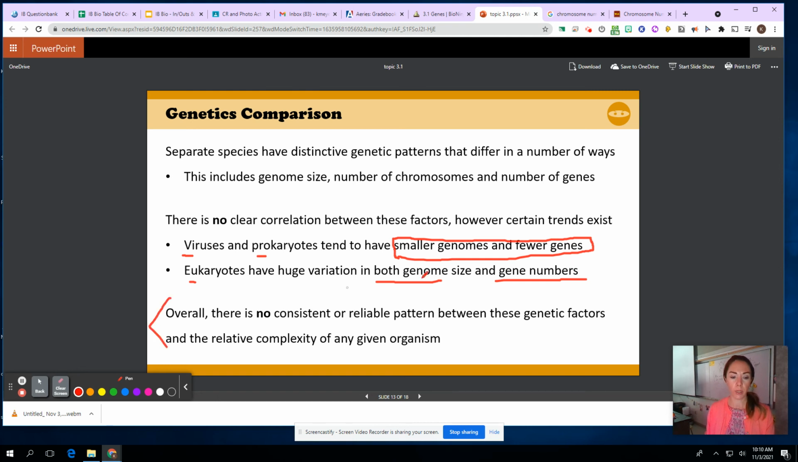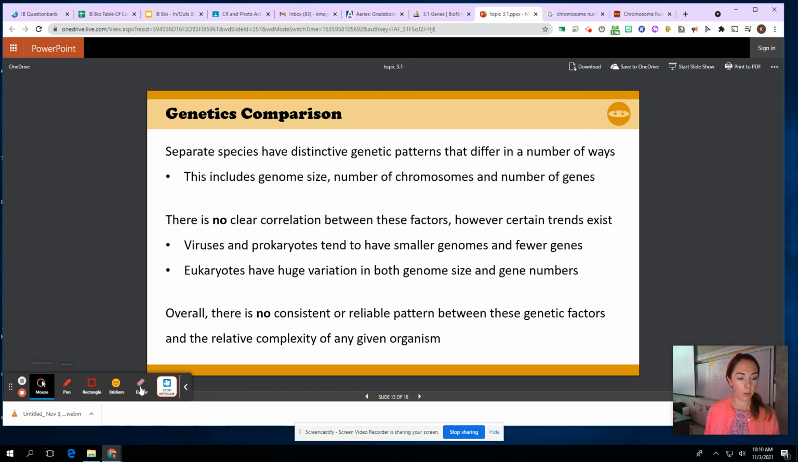However, you should know, when I was saying "which of the following is a true fact": there is no consistent or reliable pattern between the genetic factors and the relative complexity of the organism, which is what I just showed you in that last chart. Okay, all right.